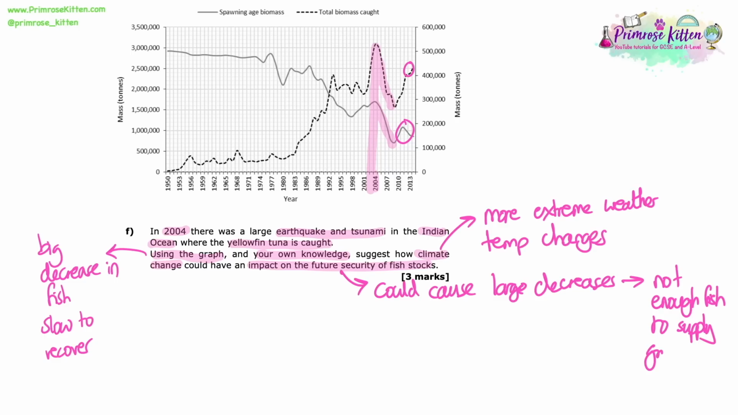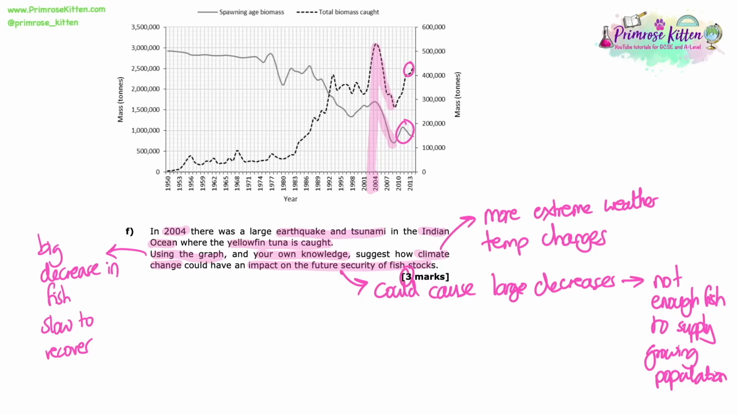And that could mean, in terms of food security, because this is really a food security question, there's not enough fish then to supply our growing population of people. We need more food to feed more people. And if we have climate change causing big decreases in fish stocks, then that's a problem.